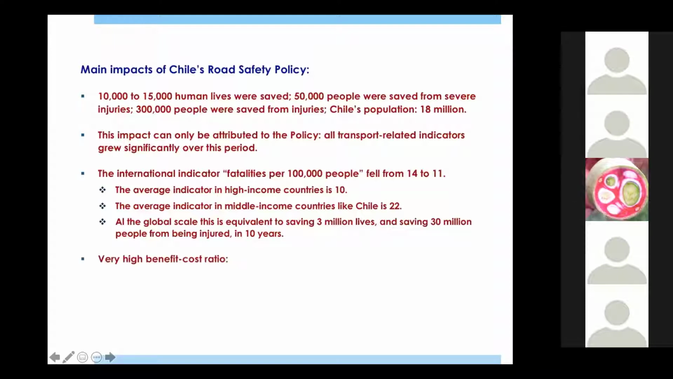And finally, the benefit-cost ratio. The total cost is estimated at some $30 million, and the total benefit, which I estimated for a paper, at $10 billion, using criteria from WHO and the World Bank.